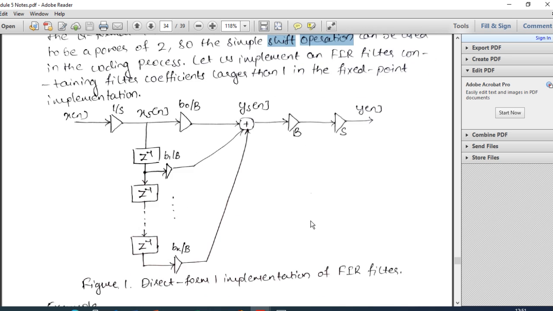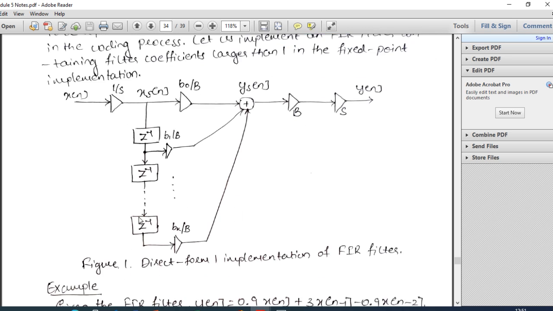Now let us take one example. This is a direct form one implementation of an FIR filter. What does it consist of? We have x of n, that is the input signal. Before x of n is given to this implementation, that is the digital filter, the input signal x of n should first be scaled down by a factor of s. This is the device which performs that operation. This device scales down x of n by 1 by s and gives us another scaled down input, s of n.